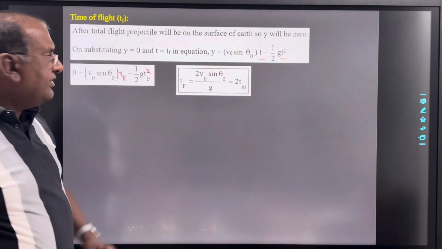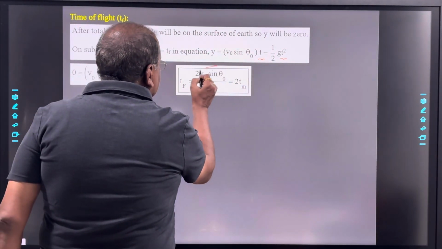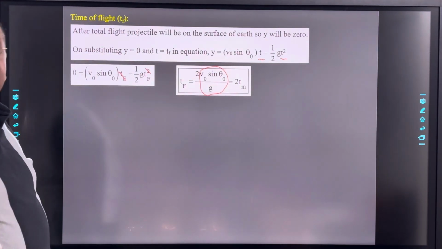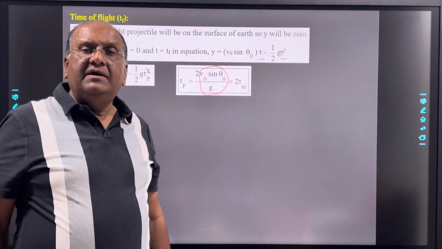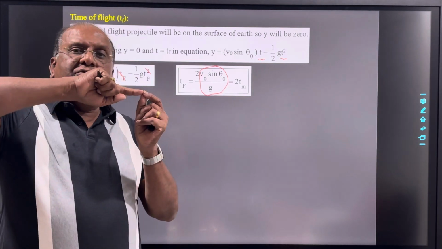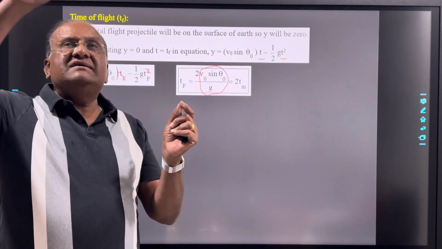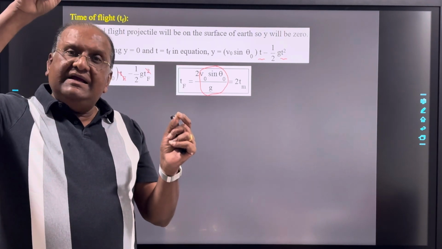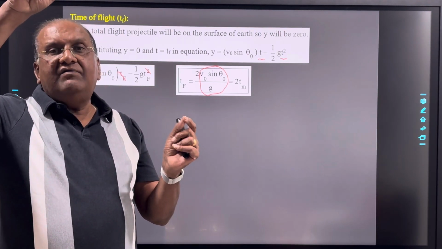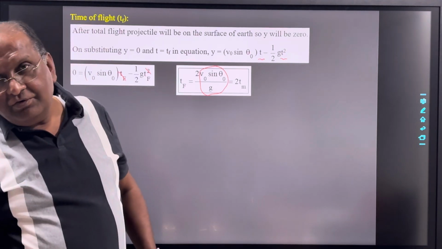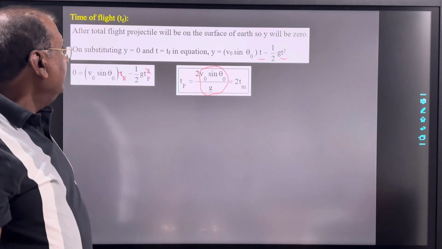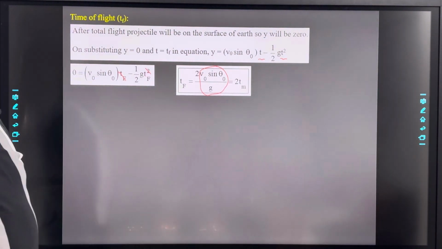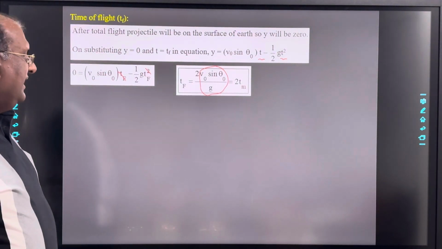But we proved earlier that v0 sin theta0 / g is the time taken to attain maximum height. That means the time taken to attain maximum height from where it was projected, in the same time interval it will move from maximum height to the ground again. Clear? So we can say the time of flight is 2 times the time taken to attain maximum height.